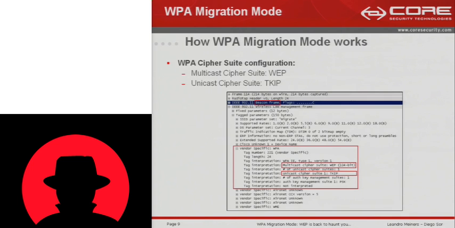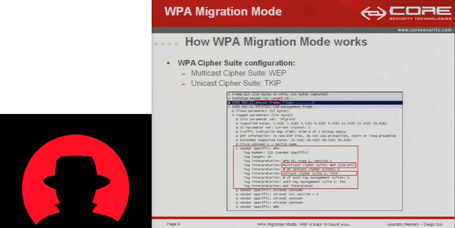So this is how we can identify an AP working on this particular configuration. We have the multicast cipher and the unicast cipher. For the multicast cipher suite, the beacon shows that it is using WEP 104 bits, and for the unicast cipher suite, it is using TKIP. So both ciphers are used on the same AP, and they are advertised in the beacon. So basically, we have both ciphers that we can use.